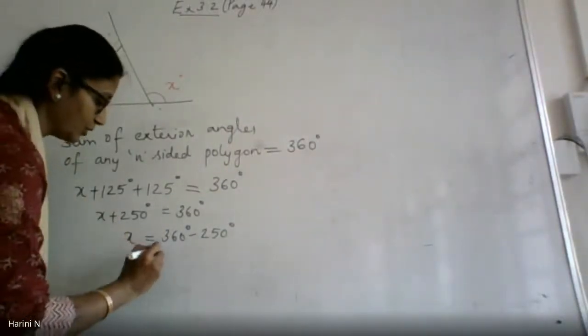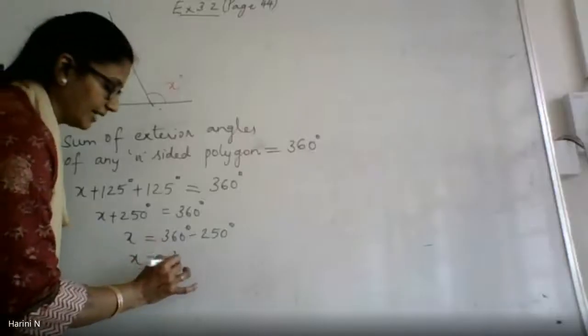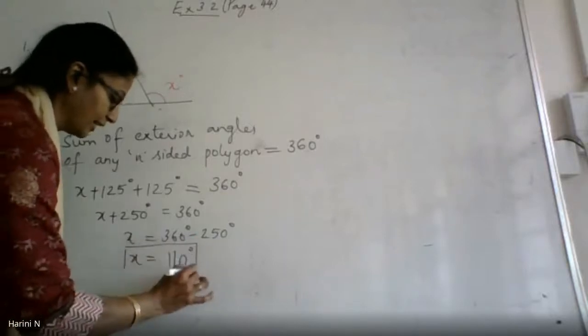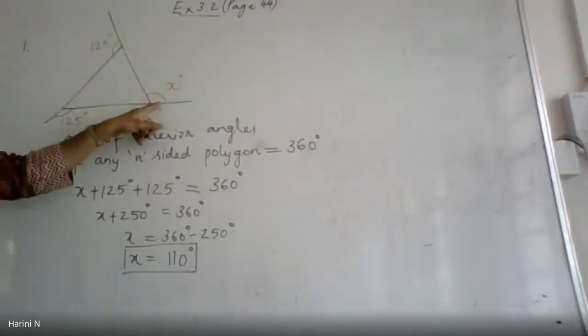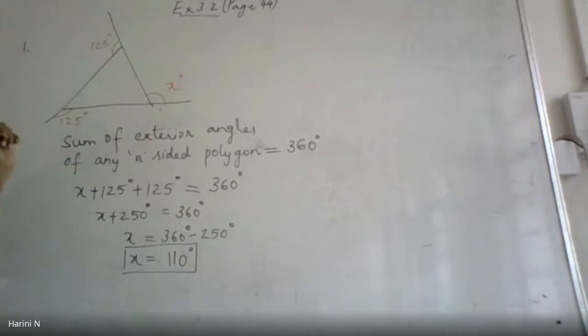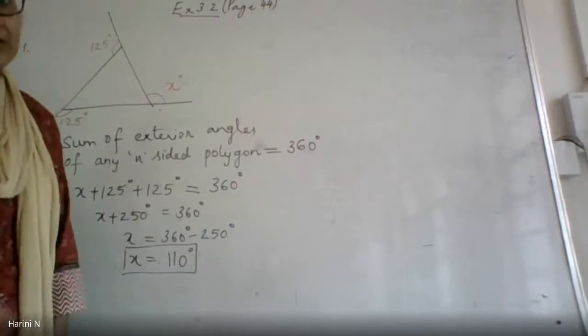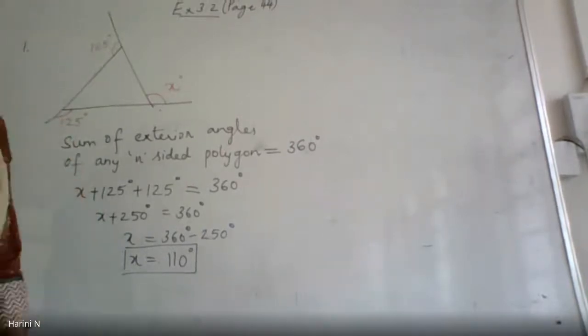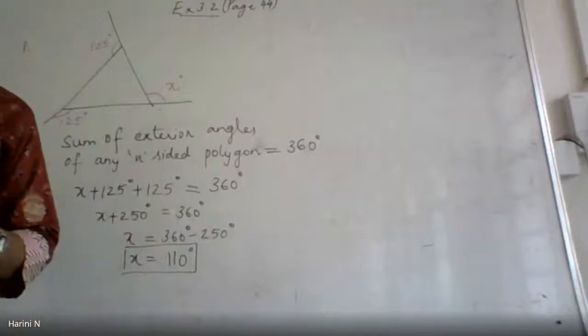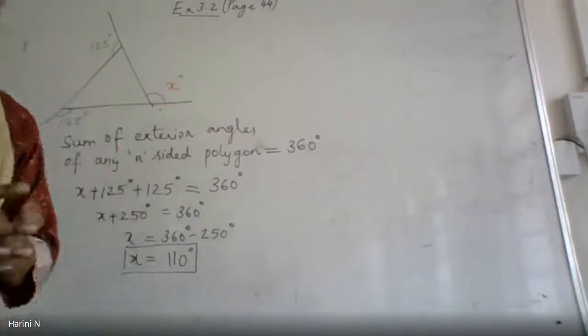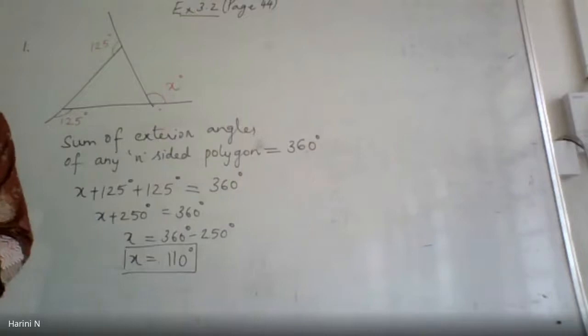Your x should be equal to 110 degrees. So this is how you find the third exterior angle using the property of the exterior angles of any n-sided polygon. So similarly, you should be able to do it for the next figure where it is a pentagon given to you. Alright. So that you should be able to try on your own. I am not taking up that problem. We will move on to the next problem 2. Take this down quickly.